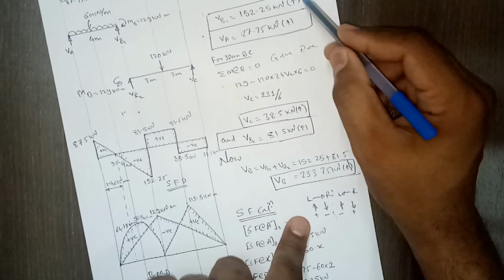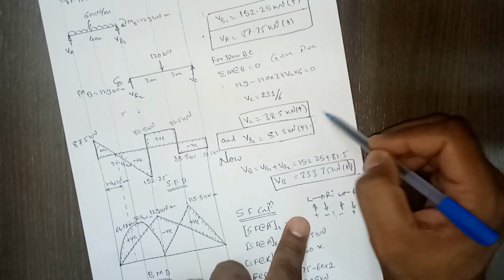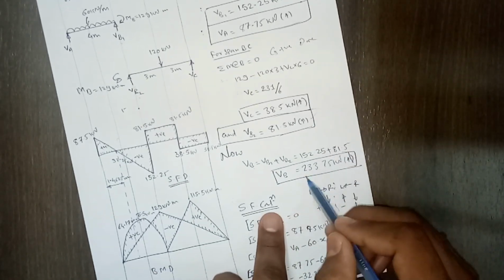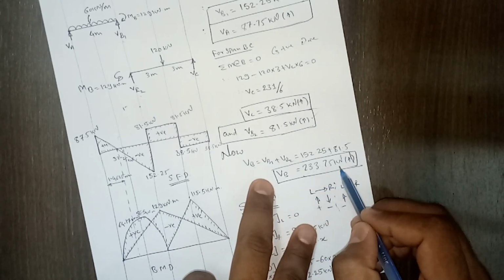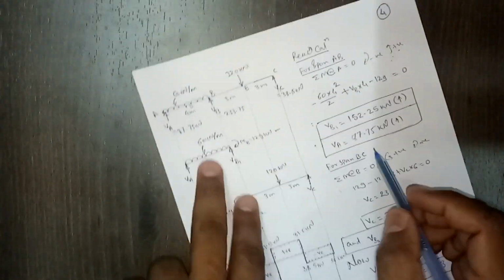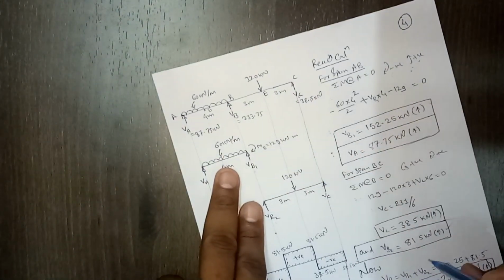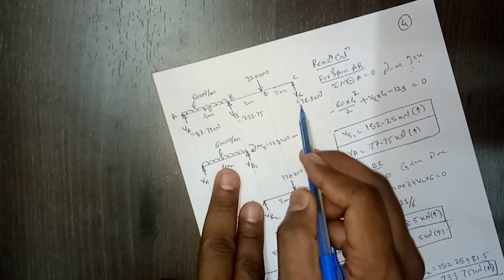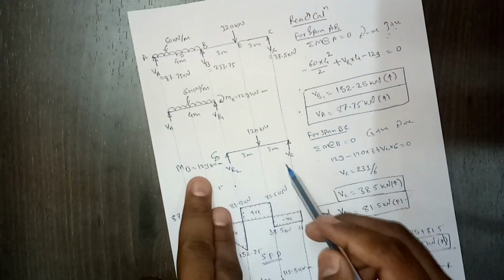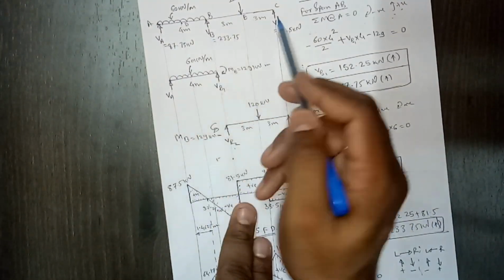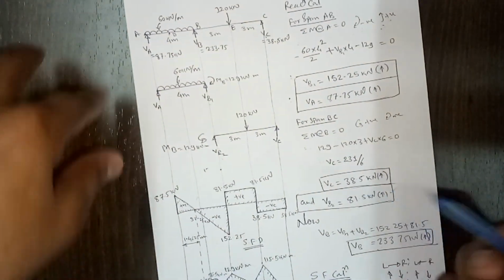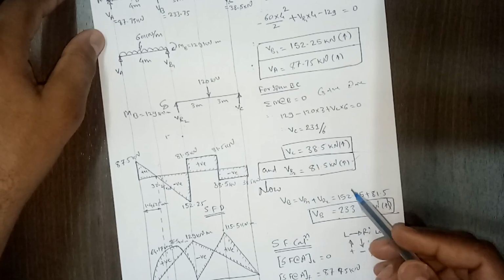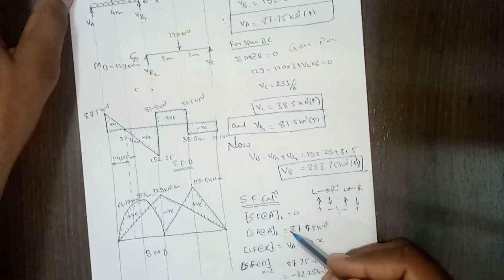So here it will be addition of these two VBs, and the final vertical reaction at B point is 233.75 kilonewton upward. So these are those values. After doing this calculation, I am substituting, or I have written it here. Now once you know this vertical reaction, then easily you can plot the shear force diagram. So it is not difficult. It is like a typical shear force diagram calculation that we generally do.